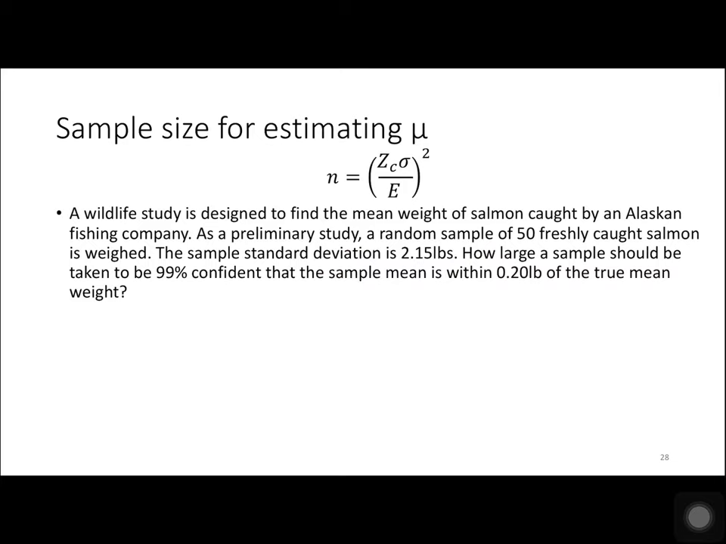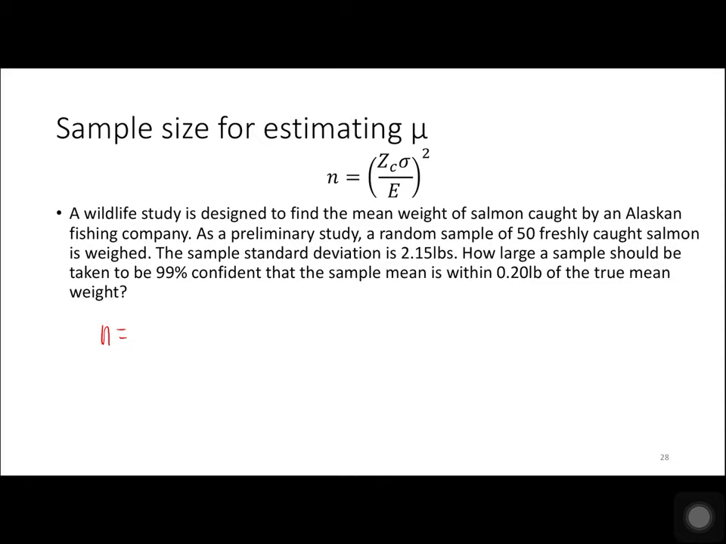Okay, next is sample size for estimating mu. We have n is equal to Z sigma over E squared. So for our example problem, a wildlife study is designed to find the mean weight of salmon caught by an Alaskan fishing company. As a preliminary study, a random sample of 50 freshly caught salmon is weighed. The sample standard deviation is 2.15 pounds. How large a sample should be taken to be 99% confident that the sample mean is within 0.2 pound of the true mean weight?